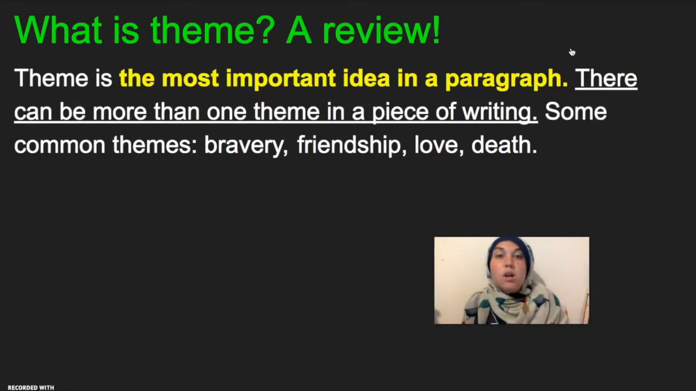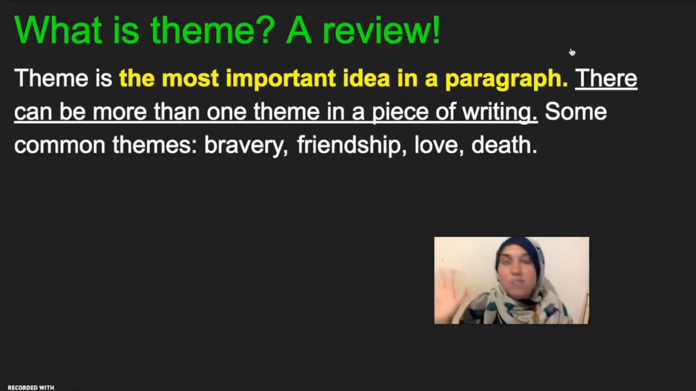A review. Now, 7 green and 7 red, we have done theme in class. We talked about it in many different ways, but I just want to review really quickly. Okay, so who can tell me with the quiet raised? Oh, just kidding. Okay, but theme, you know this. It's the most important idea in a paragraph or a story, okay? And you also know that there can be more than one theme in a piece of writing.